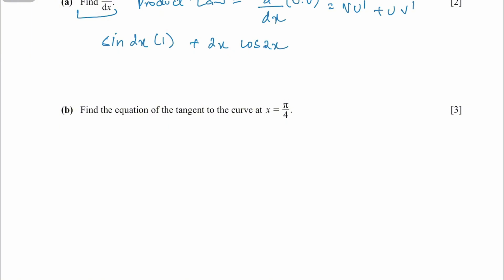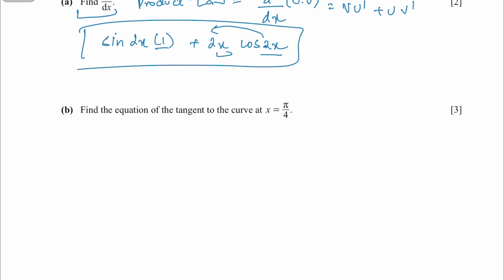Since the differentiation of x is 1, we have sine 2x, and we have x as it is, and the differentiation of sine 2x is simply cos 2x, and then this 2 is multiplied over here. So this would finally look like this.